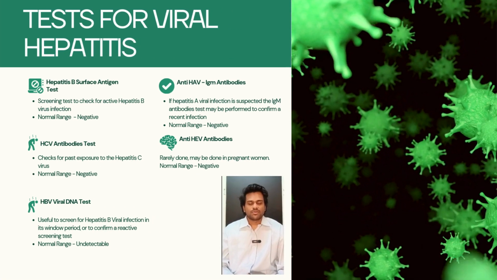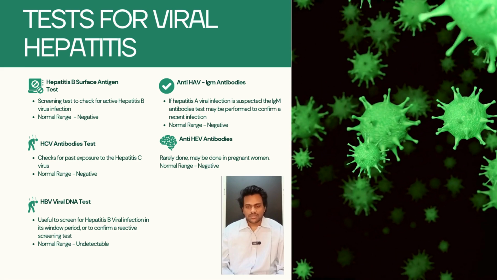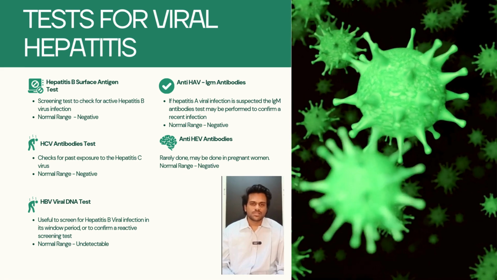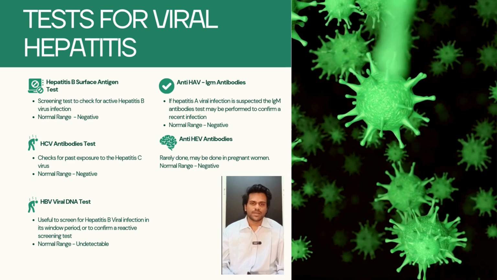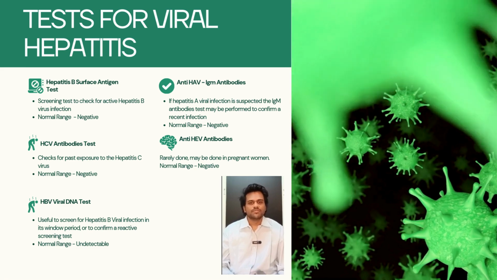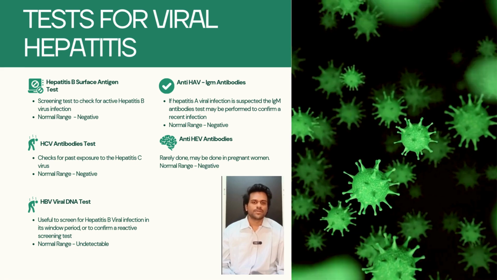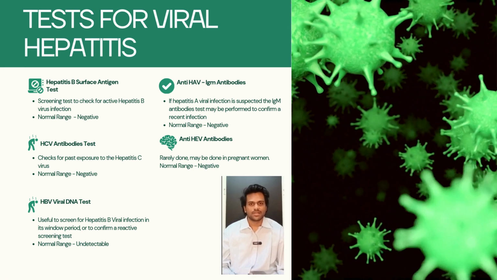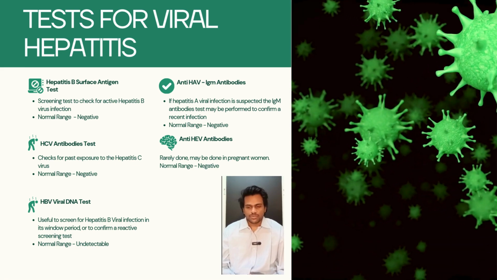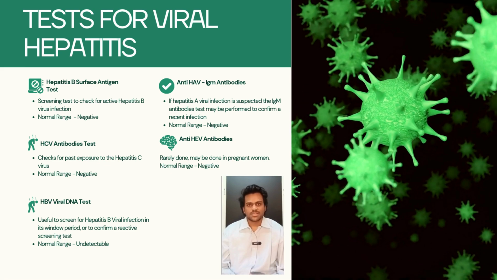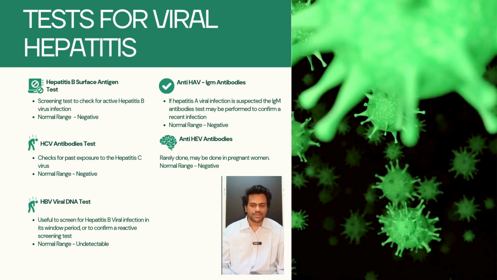The next are the tests for viral infections in the liver. Out of this, the most important is the hepatitis B surface antigen test, which checks for the hepatitis B virus infection, which is something that you can get through unprotected intercourse, by using shared needles or from contaminated blood transfusions. You also have the HCV antibodies test, which checks for the hepatitis C viral infection.